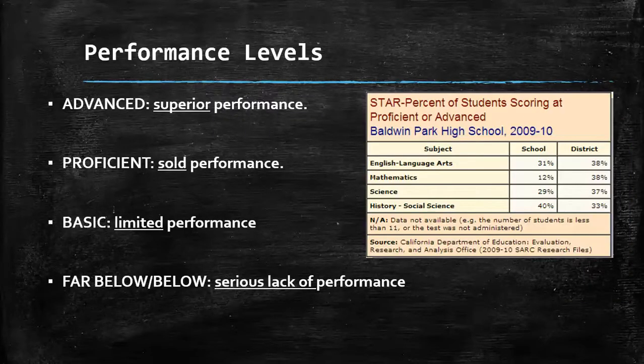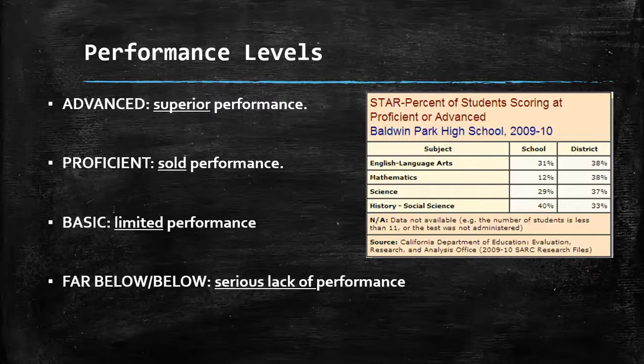So the state determines student success rates by these 5 performance levels. The first one, like I mentioned, was advanced. And basically, this level represents superior performance. Students are demonstrating comprehensive and complex understandings of the knowledge and skills measured in the specific grading content area.